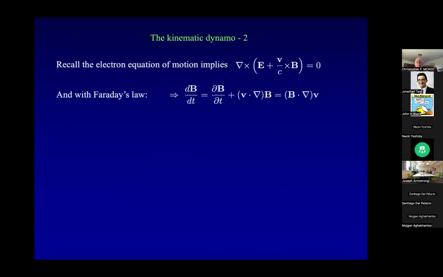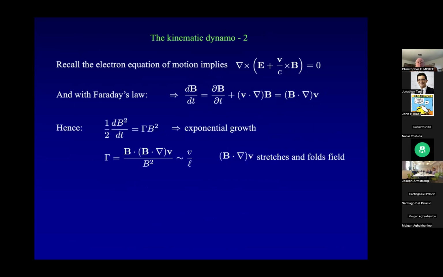So now I'm repeating what I've just said. We have that the curl of E plus V cross B equals 0. And with Faraday's law, we got the total time derivative of B. Now I'm going to multiply by the magnetic field, and that gives me the time rate of change of the magnetic energy. Because this derivative is proportional to the quantity itself, it grows exponentially, and the growth rate is given by this expression for gamma.